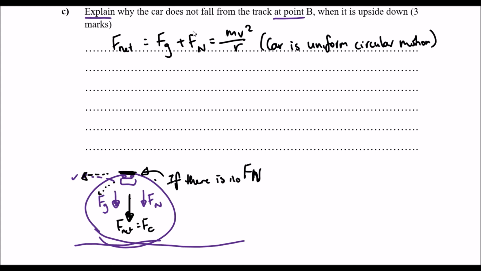So if we actually don't consider the normal force in this particular calculation, we can actually work out what the minimum velocity this car would need to be traveling at in order to have that contact at the very top here and not fall down.